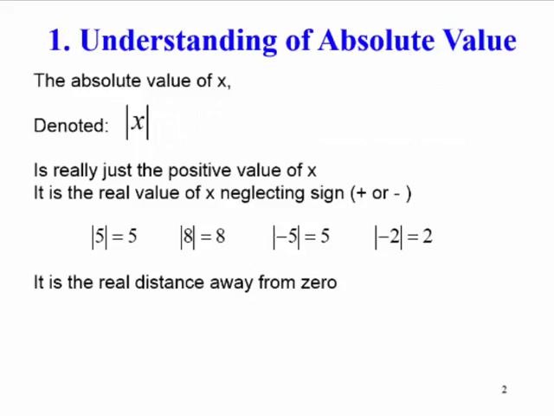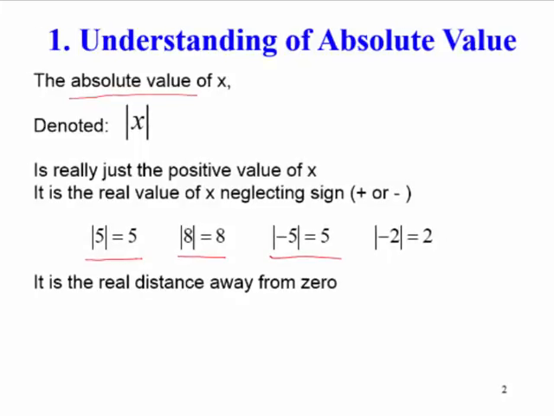So the absolute value of x, denoted by these lines, is really just the positive value of x, or it's the real value of x neglecting the sign, positive or negative. So the absolute value of 5 is just equal to 5. The absolute value of 8 is just equal to 8. But the absolute value of minus 5 is equal to 5. That is, it's the real distance away from 0, or its real magnitude.